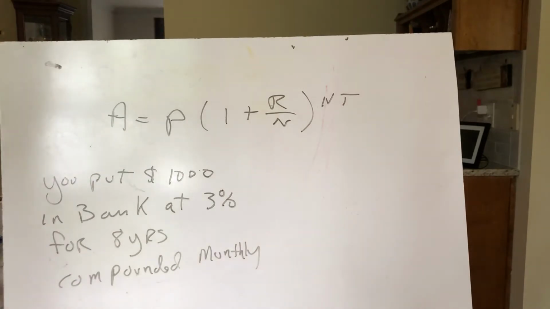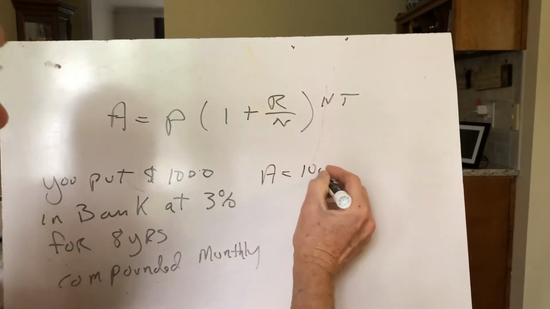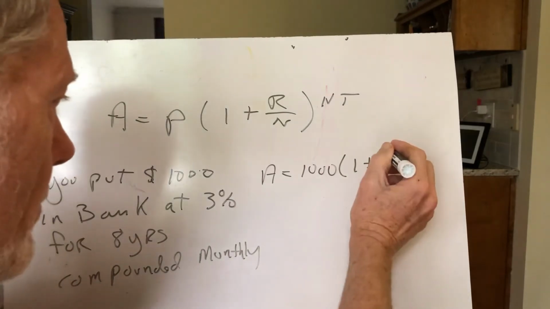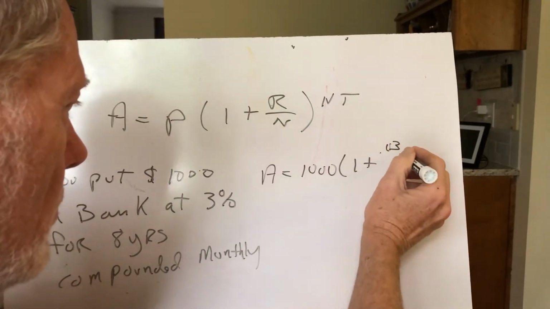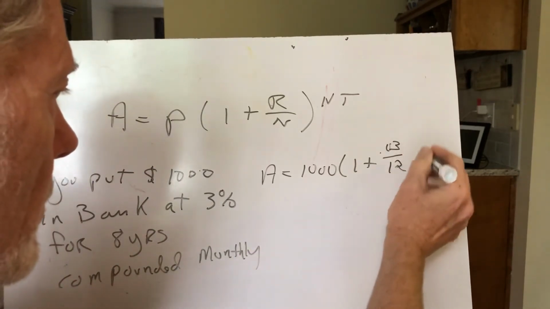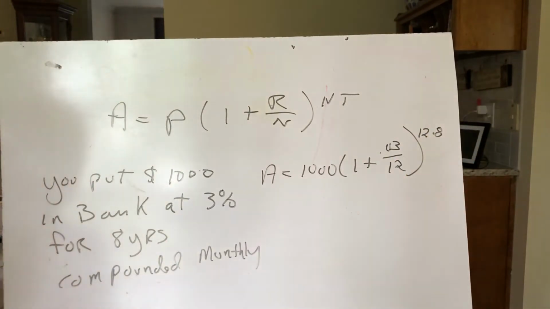So let's try and put this in your calculator and figure out an answer. Now, when it's 3%, what do you write? 0.03. And it's compounded monthly, so it's over 12. Raised to the 12 times 8 years. Now you do that on your calculator and see if you can get the right answer.